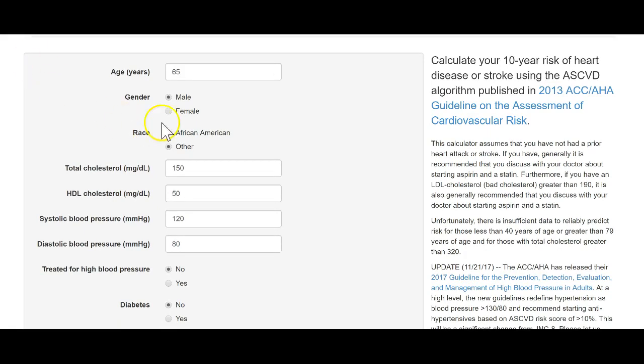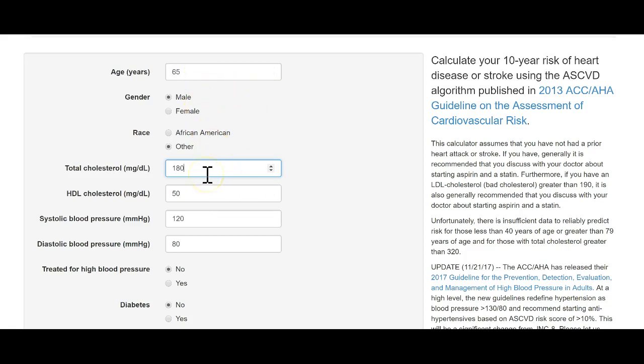So these are the factors it looks at. Age, gender, race, total cholesterol. 150 is kind of low, so let's put it a bit higher. Total cholesterol, let's say 180, HDL. So basically what I'm putting in here is a fairly healthy 65-year-old male, non-African American.